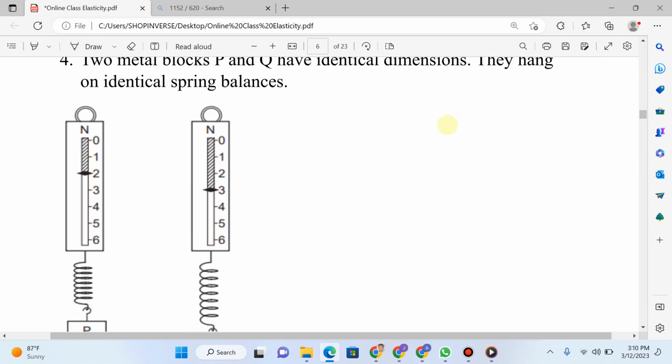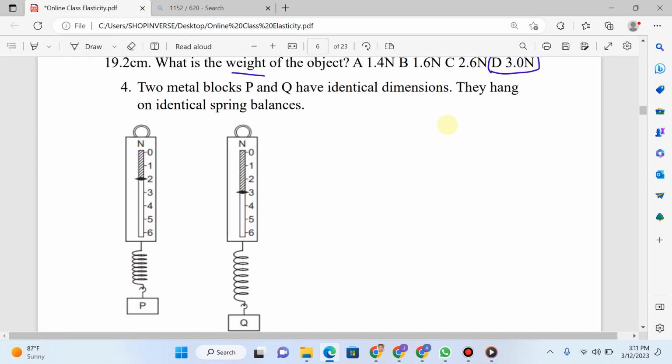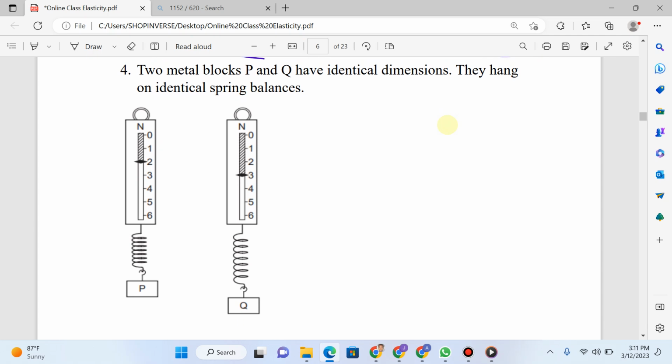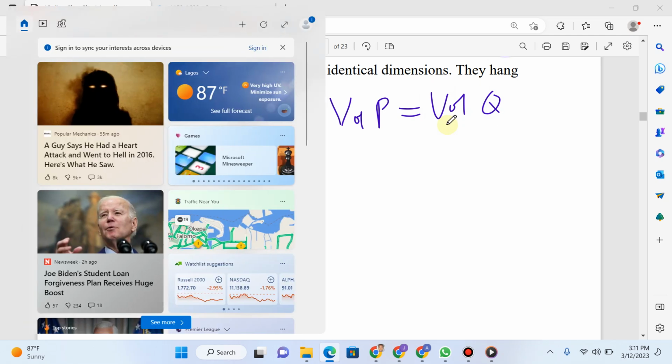Question number 4. Two metal blocks P and Q have identical dimensions. They hang on vertical springs. Being of identical dimension, it simply means that the volume of P must be equal to the volume of Q. That's what it means that they have identical dimensions. Okay, let's continue.